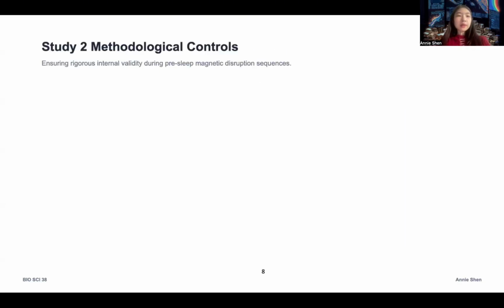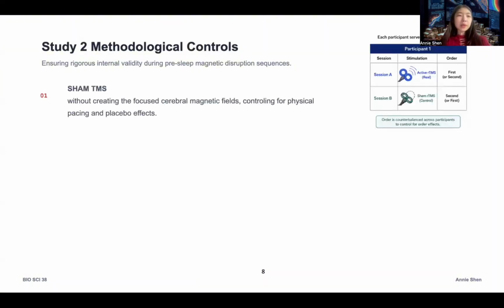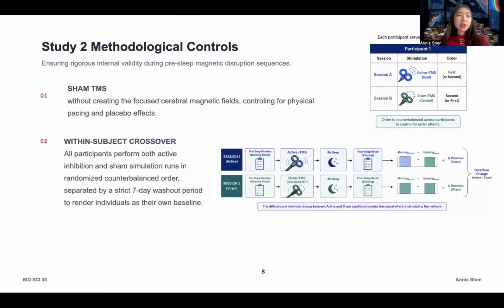The study includes several important experimental controls. First, the sham stimulation condition makes the participant experience similar sounds without neural disruption. This controls for placebo and expectancy effects. Second, the researchers used a counterbalanced within-subject crossover design. Every participant completed both active and sham sessions in different orders. Counterbalancing controls for order effects, while the within-subject structure reduces variability from individual memory differences.